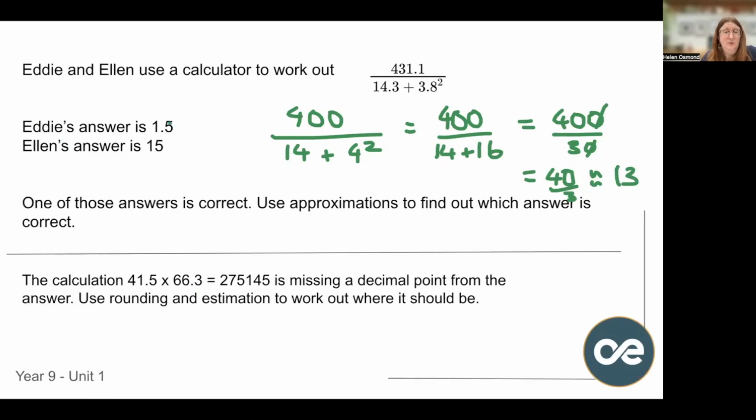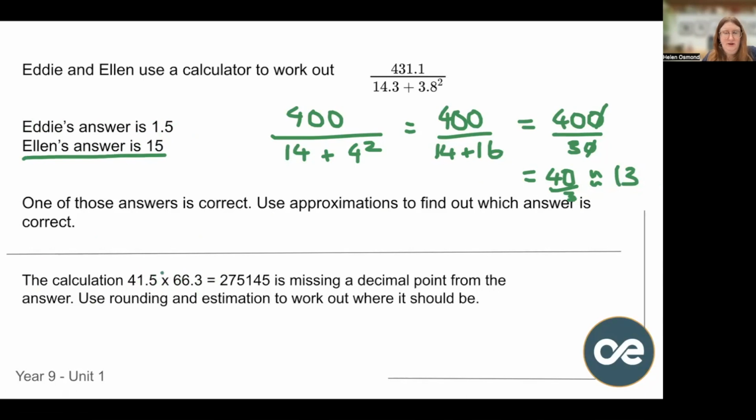So Eddie has an answer of 1.5 and Ellen has an answer of 15. Ellen is going to be the one that's correct because she is closer to that 13 that we've estimated. The 1.5 is out by a multiple of 10. So that's something you can watch out for.